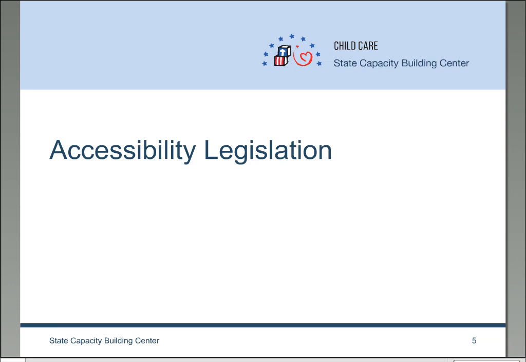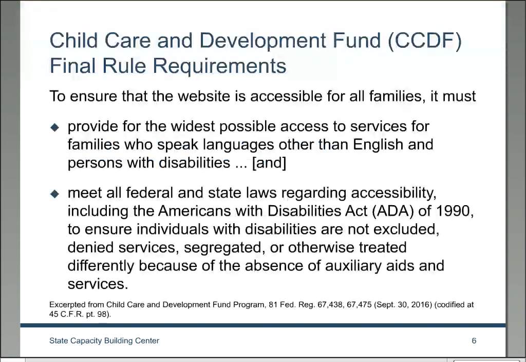So let's go ahead and get started talking about some of the accessibility legislation and requirements. We'll start, first of all, with the Child Care and Development Fund final rule requirements. As you know, there are requirements in legislation around ensuring accessibility of the consumer education website. We'll start with the CCDF final rule requirements, which many of you, since you identify yourselves as state-level professionals, are probably quite familiar with.